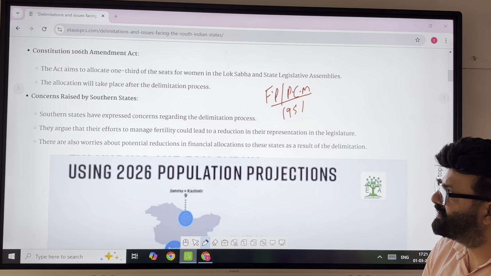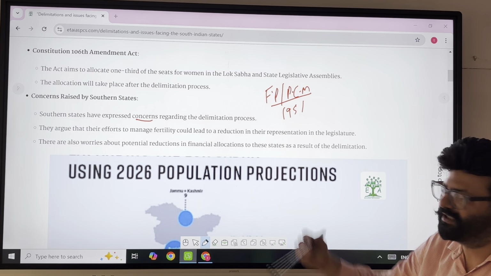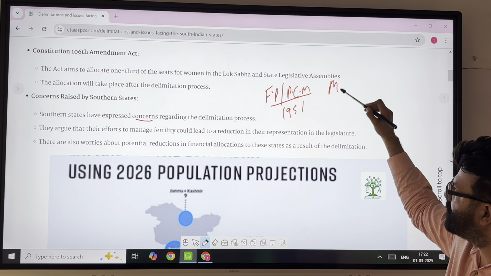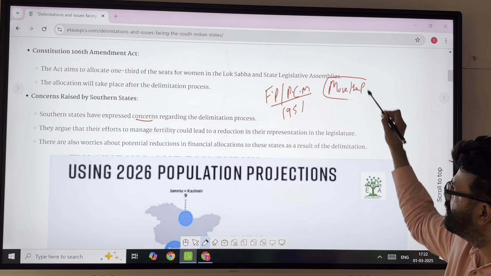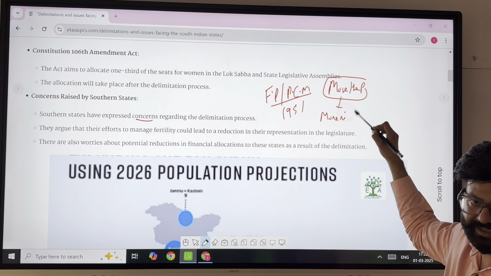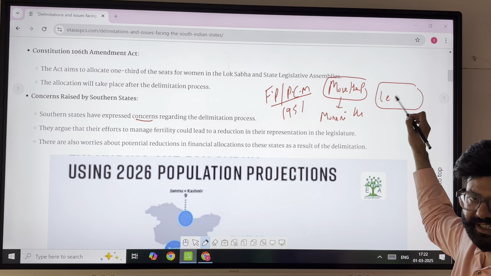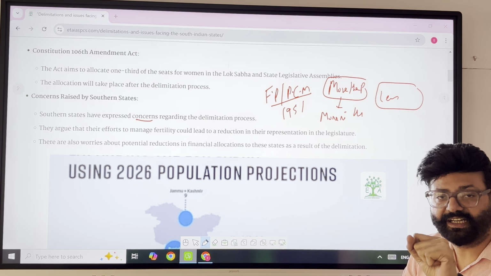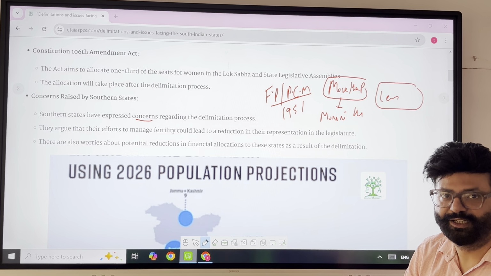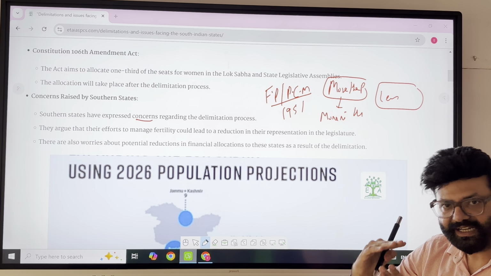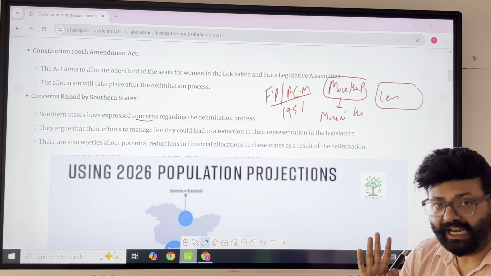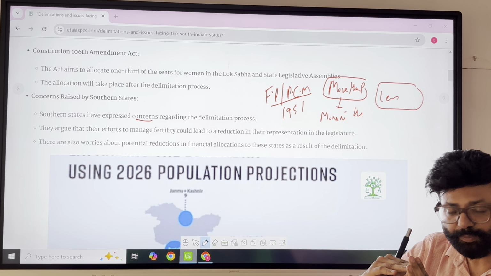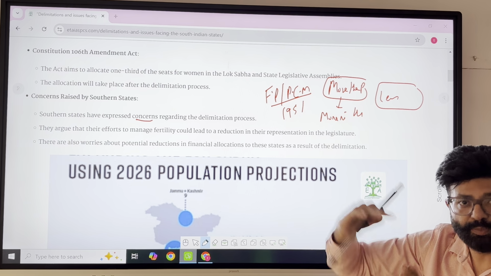So southern states have expressed concerns. Why are they expressing concerns? Now you know one thing here. More the population of a state, more is the seats of that particular state. Less the population of a state, less is the seat with regard to that state. Now southern states have taken population control measures very vigorously, so their population has declined, whereas northern states haven't taken population control measures at that level. So northern states' population has gone up.